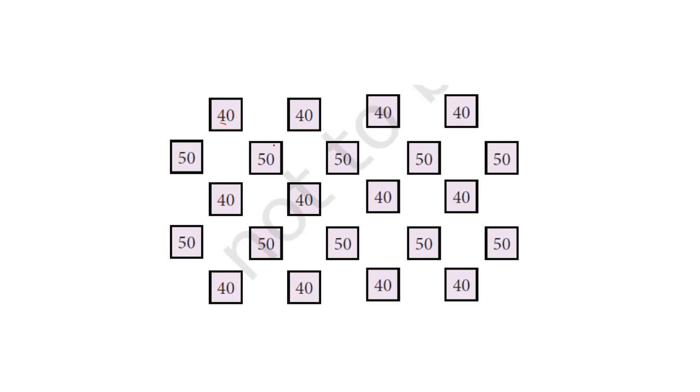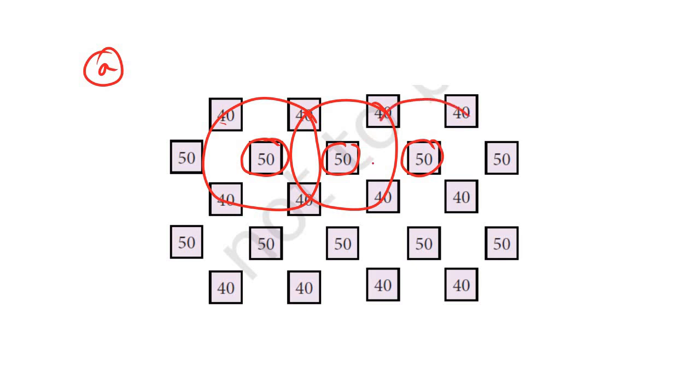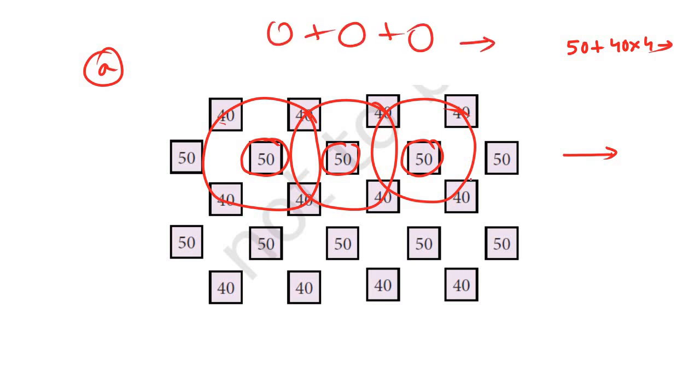Say for example this figure, the figure A that we first talked about. Here you see, if this is a number 50, then it is surrounded by the 40s. Again the number 50 is surrounded by 40. So if you want to do an addition, you add all this stuff. So basically you add 50 plus 40 into 4. That is, you add the blocks. Keep on adding the 3 blocks, the numbers.